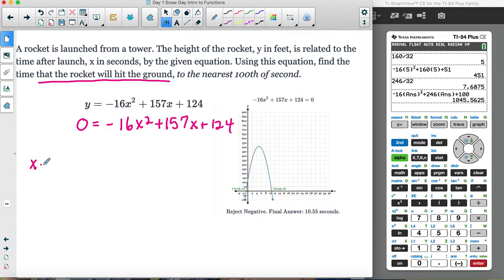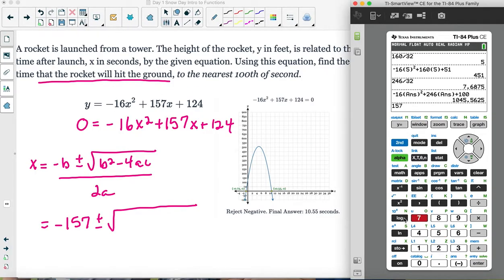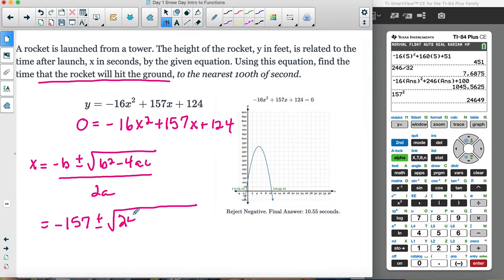So I'm going to use my whole x equals negative b plus or minus square root b squared minus 4ac all over 2a, and you really just have to plug in carefully. So again, my negative b value plus or minus the square root. I should have divided, but I'm just going to go with it. I'm going to square my 157. That's my b squared. These are ugly numbers.